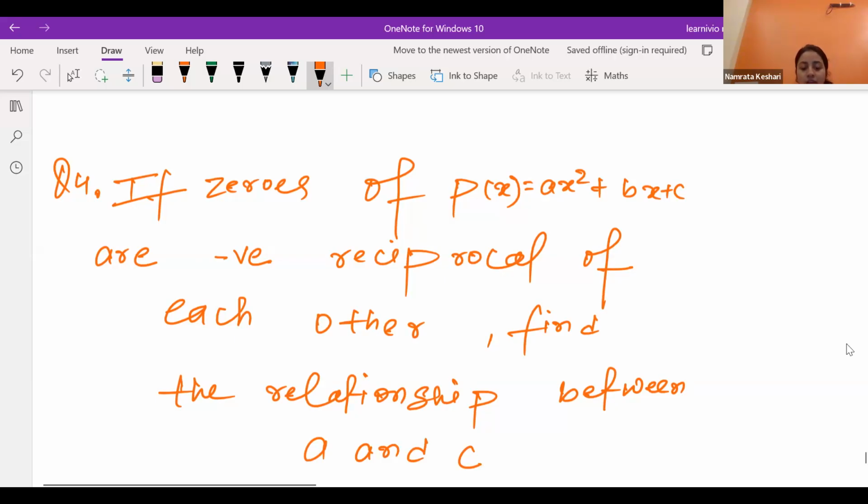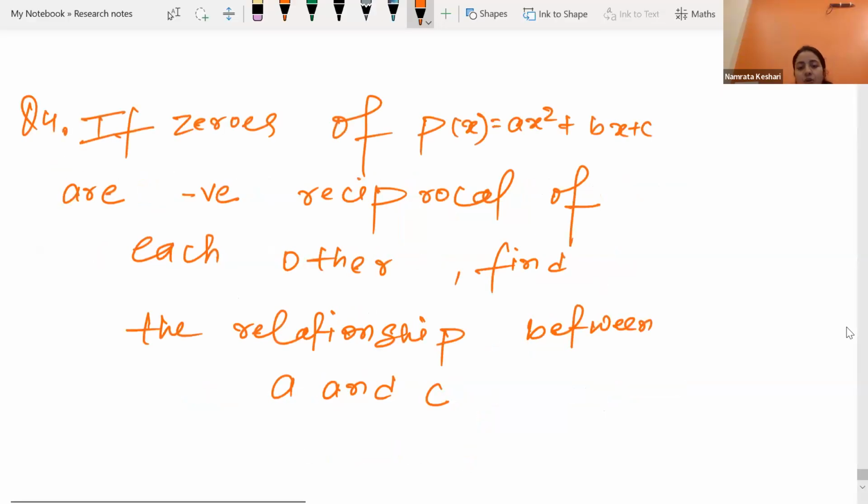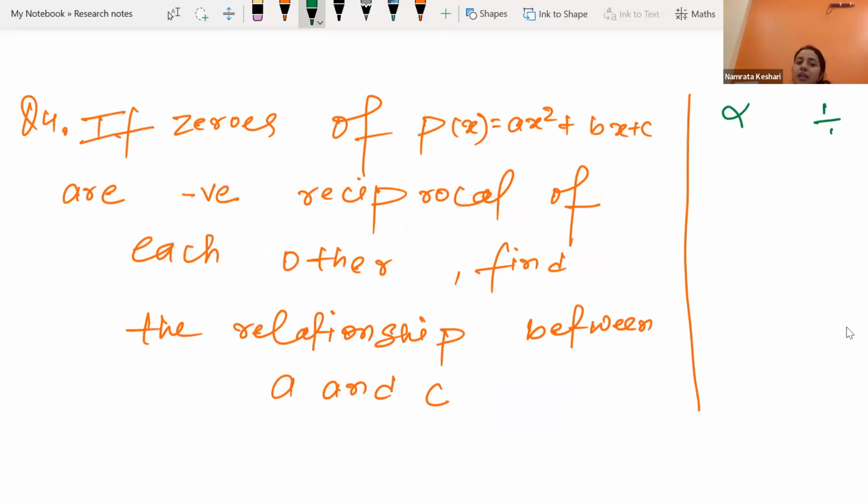Okay, here the zeros are reciprocal, but reciprocal we already understand. It's written over here that negative reciprocal. If one of the zeros is alpha, another will be 1 by alpha. But here negative reciprocal means the signs are different. If this is positive, this will be negative. Getting it? So it is reciprocal but negative also. Now find the relationship between a and c.